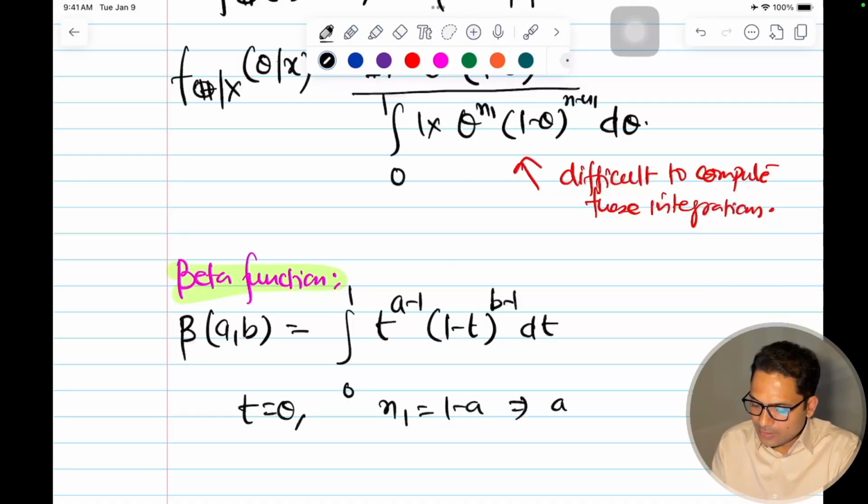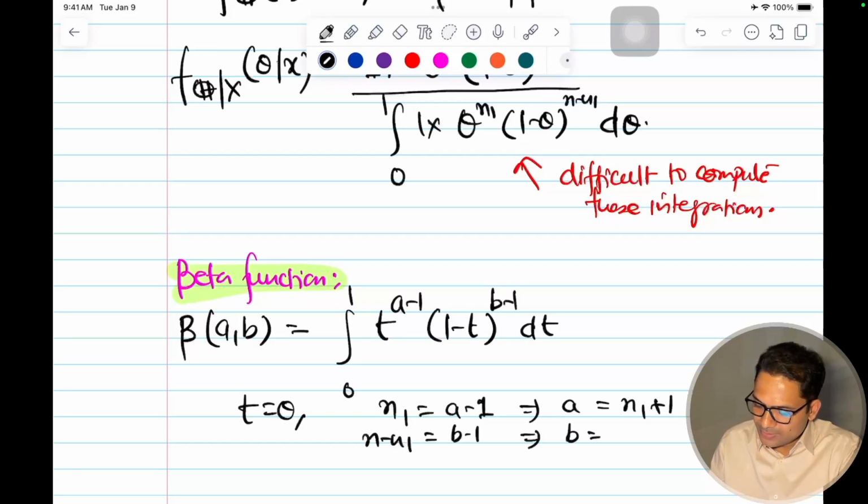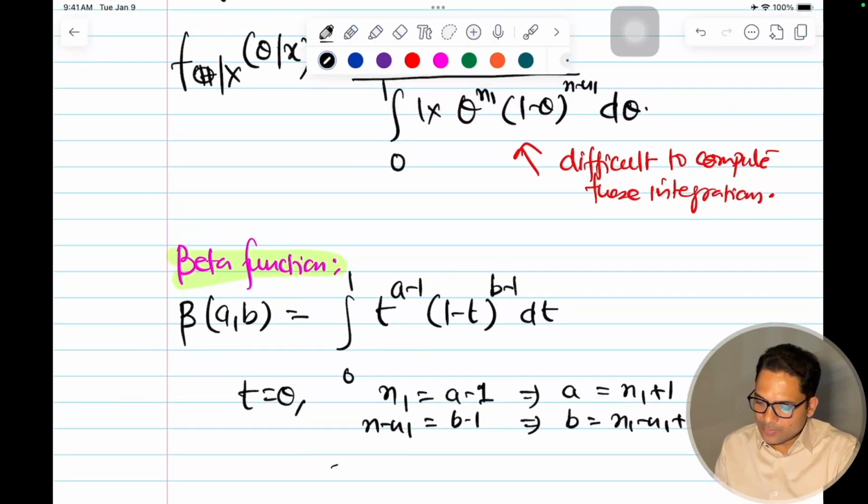This implies a minus 1, so a is equal to n1 plus 1, and similarly n minus n1 is equal to b minus 1. This implies b is equal to n minus n1 plus 1, as this minus 1 will come to this side. Now if I replace this, everything is coming exactly in this format. So t is theta, and now for n1, a, b and t, everything is fixed.